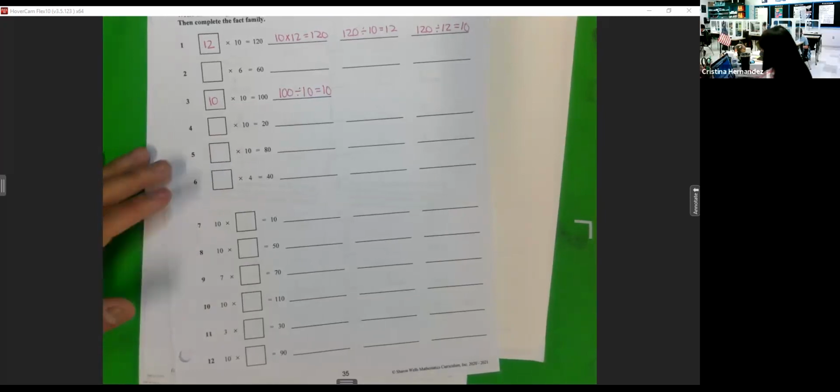That chart should be in your binder. Your math binder. It should stay in your math binder.